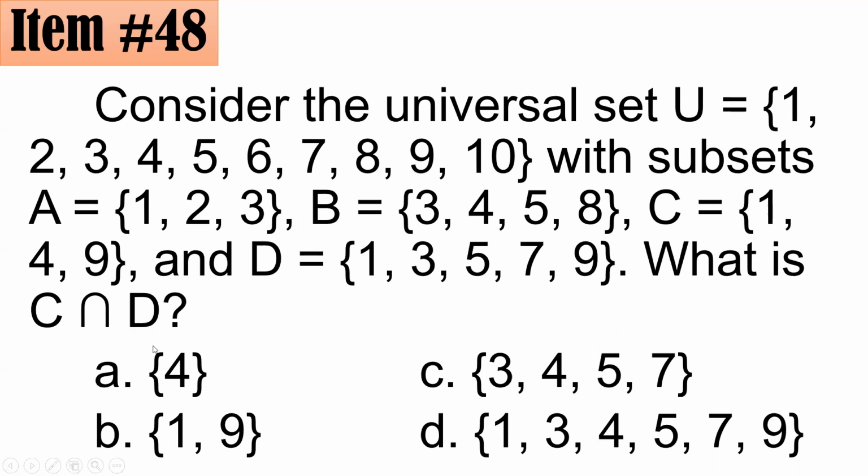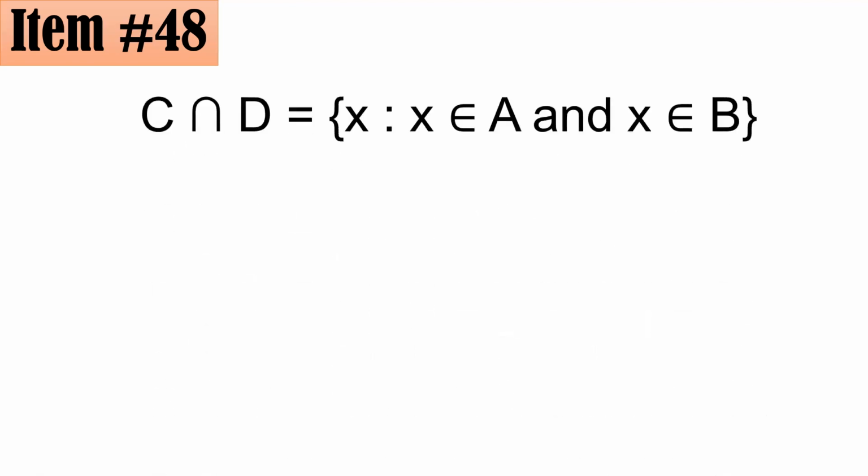Okay, so far there are 5 people who answered B, which is 19. So kung atin pong makikita, when we say C intersection D, it is the set of all x such that x is an element of C and x is an element of D. Dito po, requirement na dapat yung isang element ay wait lang po.